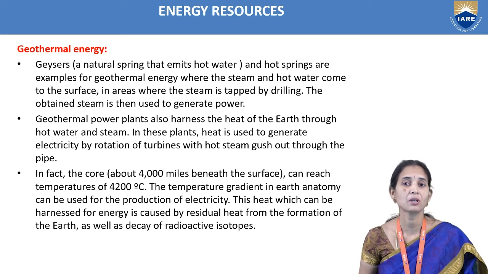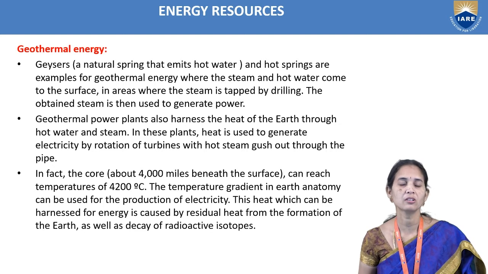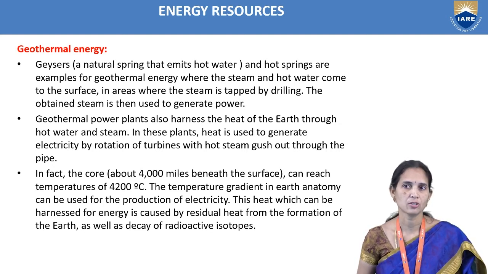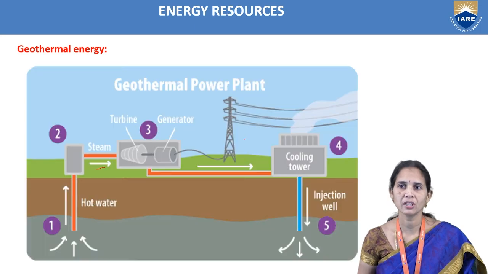This heat, which can be harnessed for energy, is caused by residual heat from the formation of the Earth, as well as decay of radioactive isotopes. So how are we getting that much heat? By the decay of radioactive isotopes. So we can observe very clearly the working of a geothermal power plant.